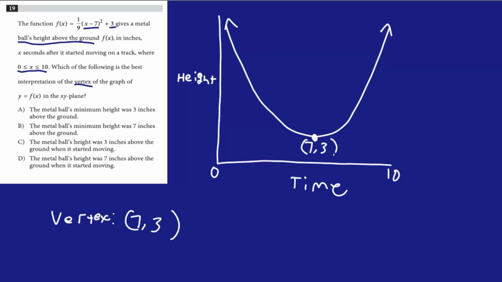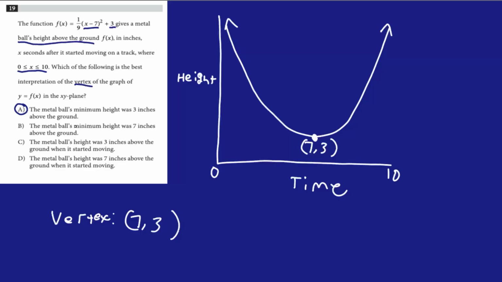That's the minimum point. So what that basically means is that at 7 seconds, the ball is at its minimum height. Okay, that's what that means. And then using that info, we can pretty much answer the question because we're just asked to interpret the vertex. So A says the metal ball's minimum height was 3 inches above the ground. I mean, yeah, that looks to me like the answer. So I'm going to circle it. That looks right to me.